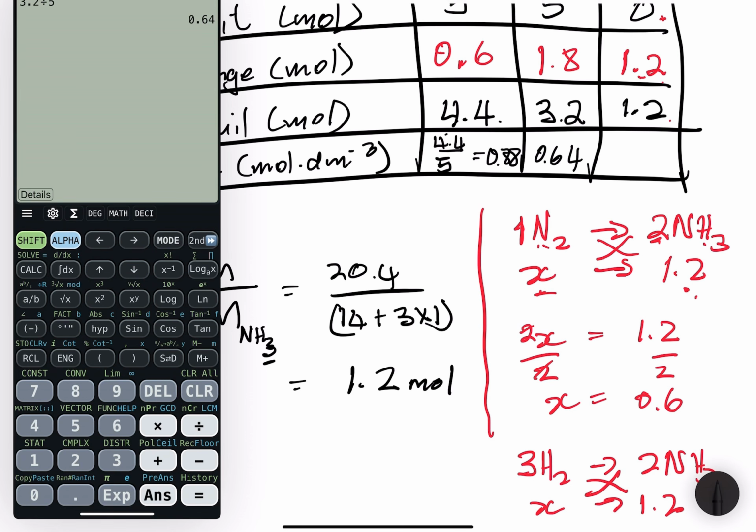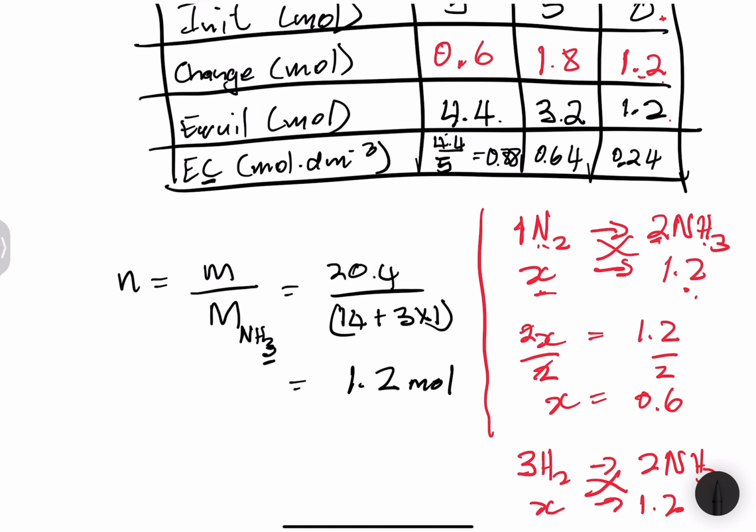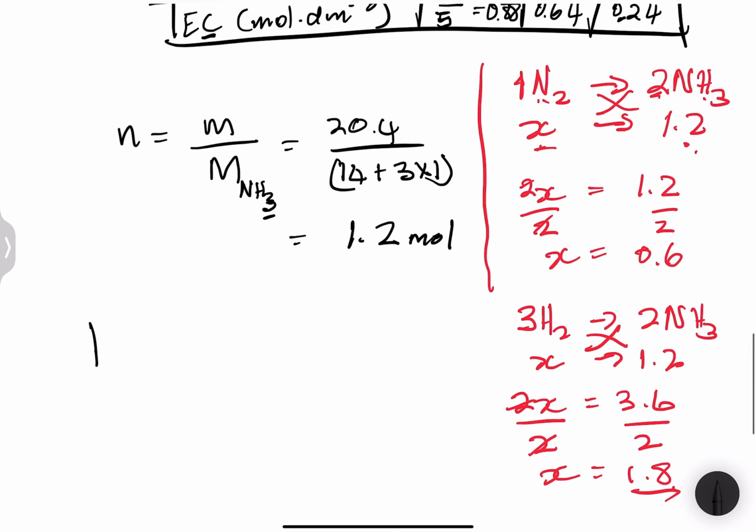And finally, ammonia, which is 1.2 divided by 5, and in this case I have got 0.24. So that would be 0.24 over there. Okay, so now let's calculate our equilibrium constant.